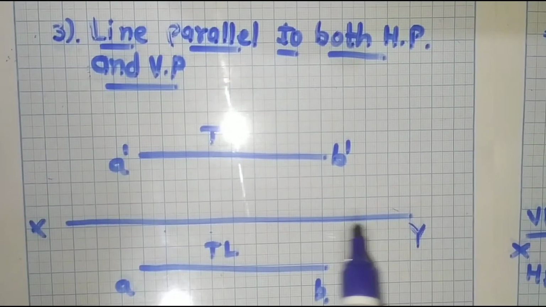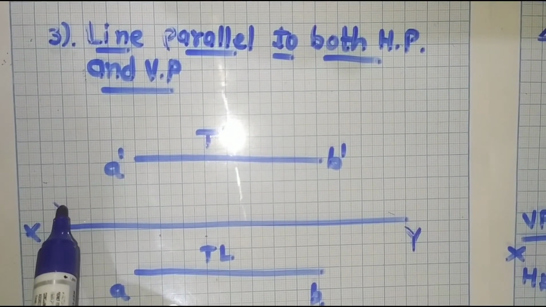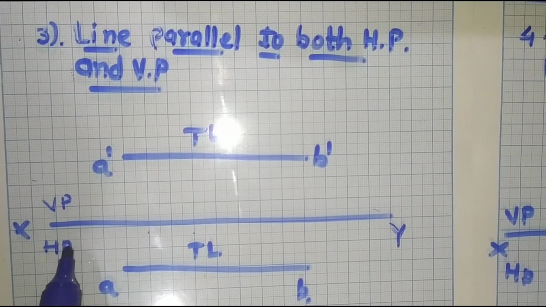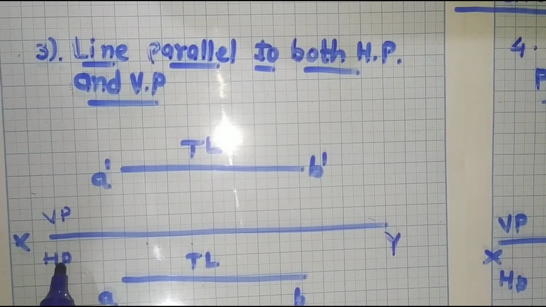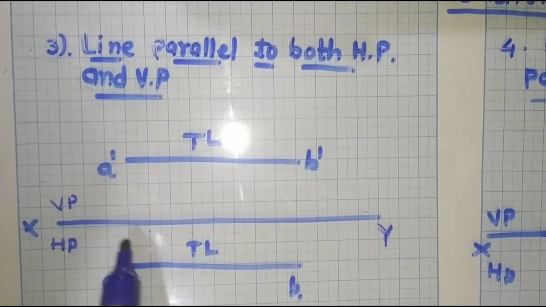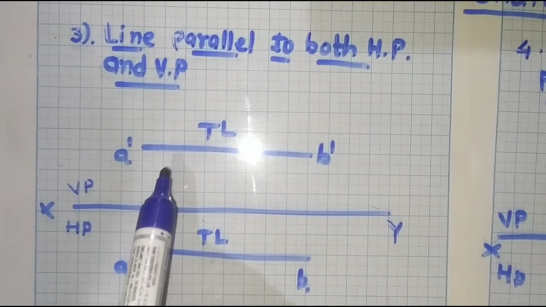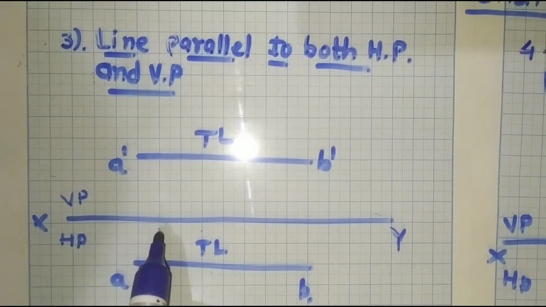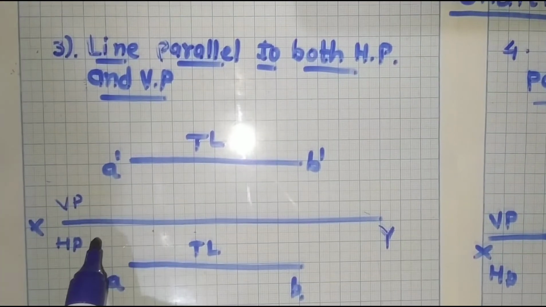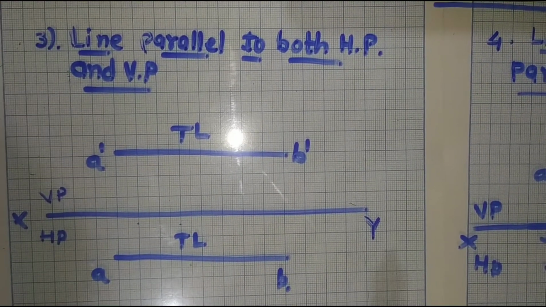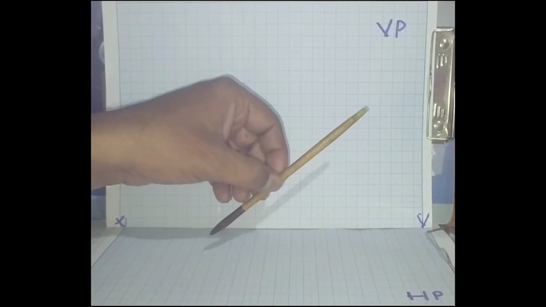Here is a line parallel to both HP and VP. We have drawn the XY line first. Above the XY line is VP, and below is HP. The line is parallel to HP and parallel to VP. It is some distance above HP, which means above the XY line. Line AB is in front of VP, some distance in front of VP, which means below the XY line. Now look at this condition.